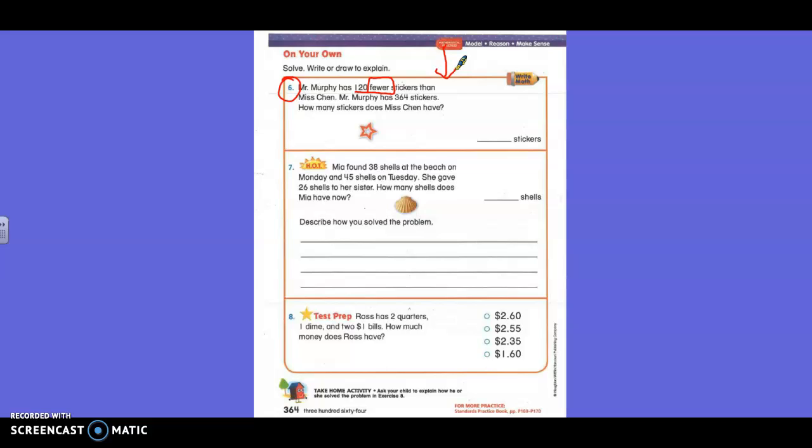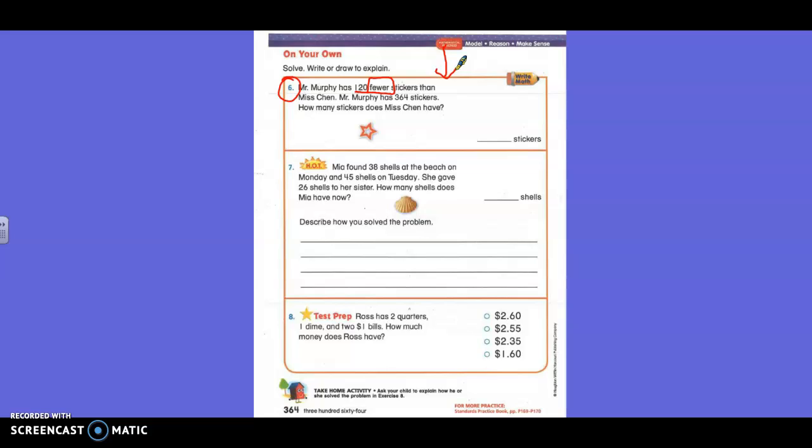Okay. Number 7, hot problem. Mia found 38 shells at the beach on Monday and 45 shells on Tuesday. She gave 26 shells to her sister. How many shells does she have now? Okay. Yeah, actually this is pretty easy.